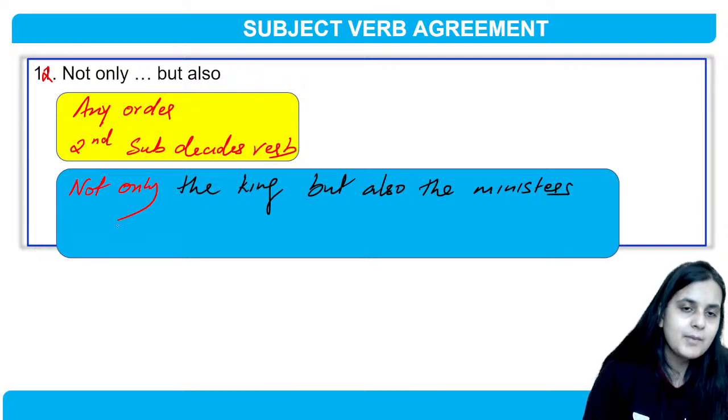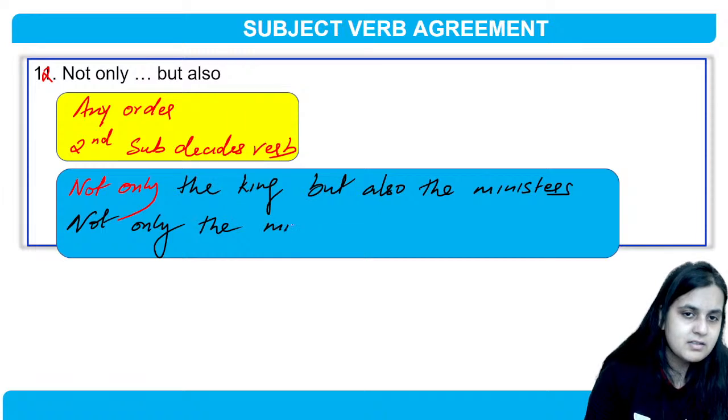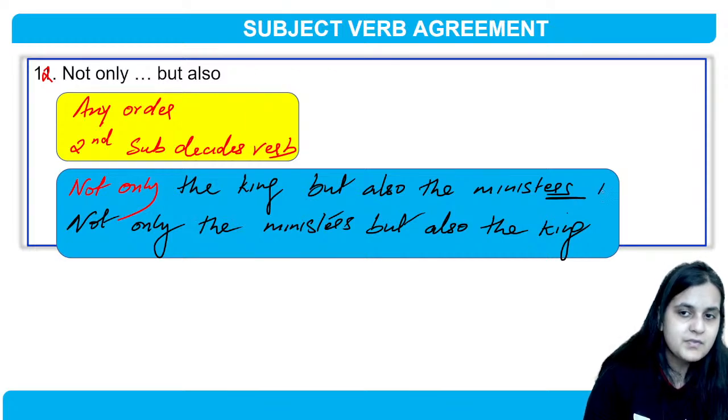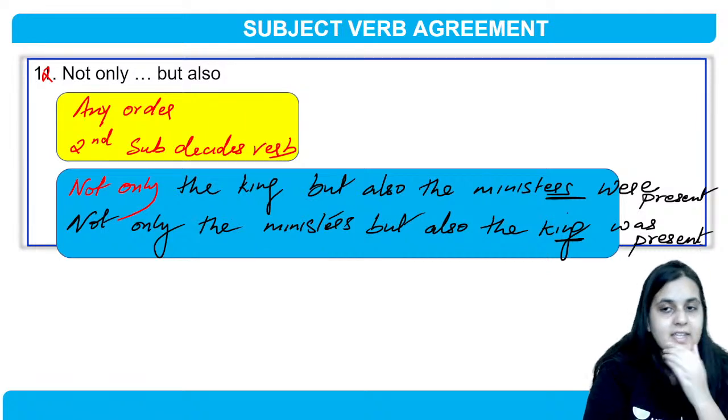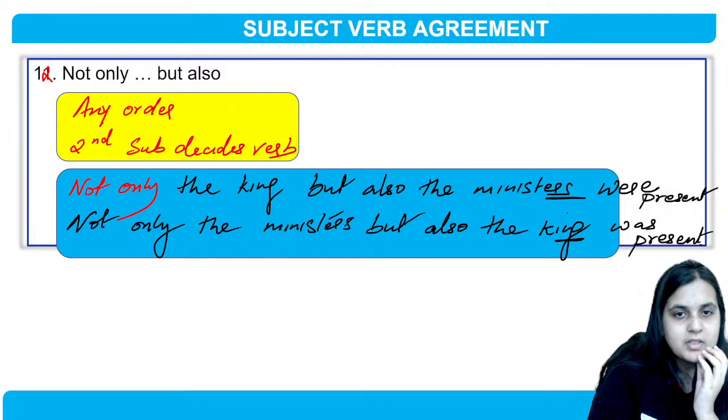आपको ऐसे लगाना है, आप ऐसे लगाओ. आपको ministers पहले लगाना है, वैसे कर दो. You can also say not only the ministers, but also the king. Subjects can come in any order. Okay, but it's always the second subject which decides the verb. So you will say were present. यहाँ पे second subject singular है, so you will say was present. Got it? Did all of you understand this? It's always the second subject which decides the verb. But subjects can be arranged in any order.